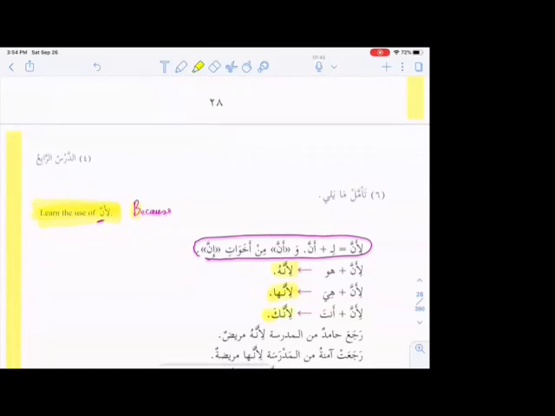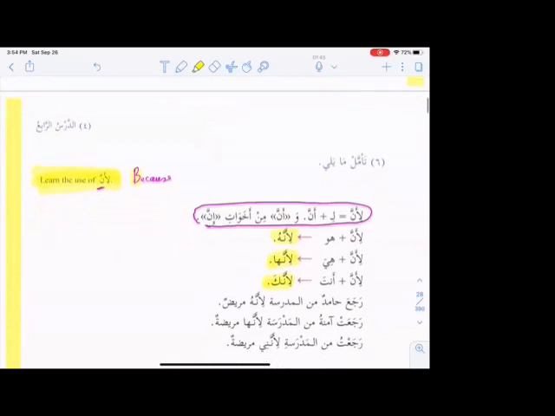Liannata. Liannaka. Raja Hamidun min al-madrasati. So now this is a jumla fi'liya. It starts with a fi'l. Raja fi'l madi. Where is the file? This is the file. When this is jumla fi'liya, you don't talk about mubtada khabar or anything. Min al-madrasati.